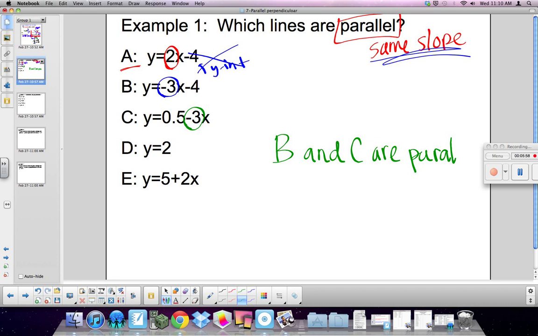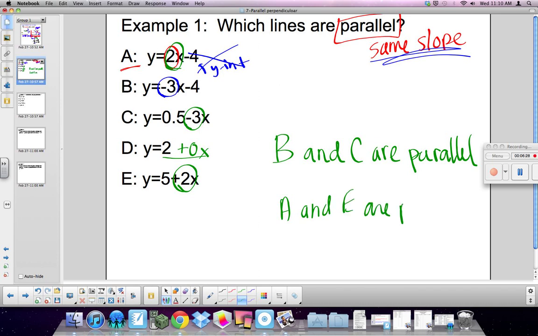Let's keep checking. D, what's the slope of D? Do you notice that it's missing? If it's missing, remember we use the number 0. So the slope for D is 0. So that's not parallel to either of my numbers. Last but not least, this final slope of 2x, 2 is my slope, is parallel to A. So A and E are parallel.